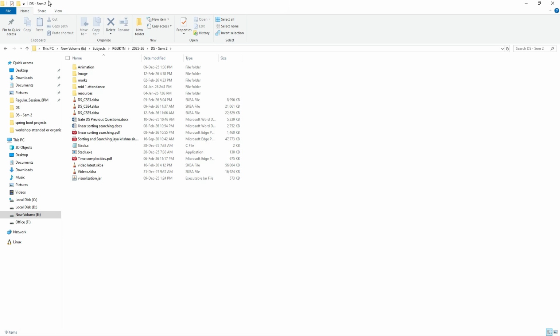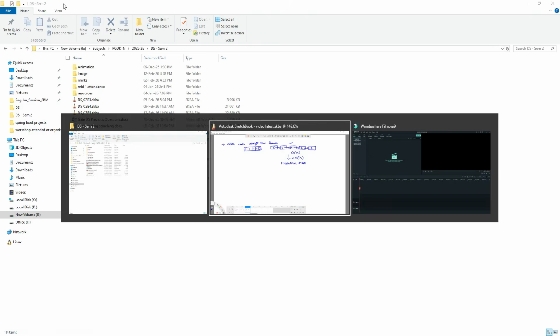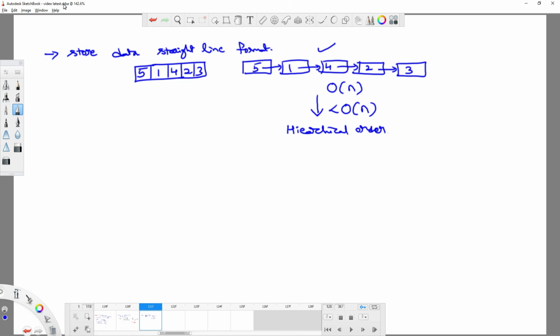Trying to fetch one folder from 100 folders, is it a difficult task? Definitely. But instead of placing all 100 folders at one location, if you segregate them into different subfolders, which one is the easiest? Placing them in some kind of segregated subfolder format is definitely the easiest one. That is what I am calling hierarchical order.